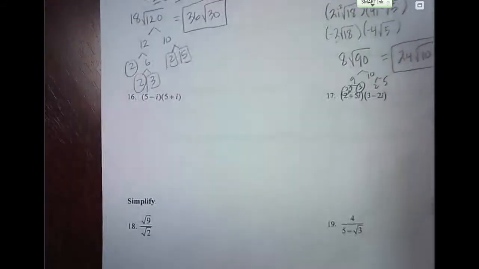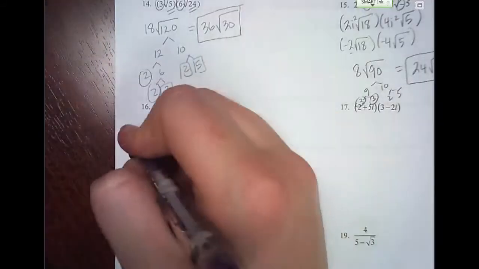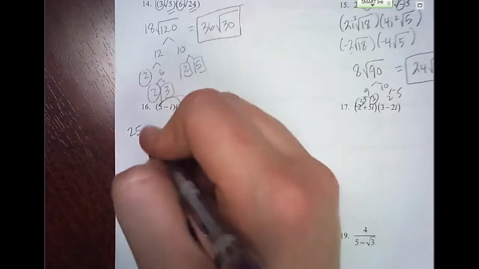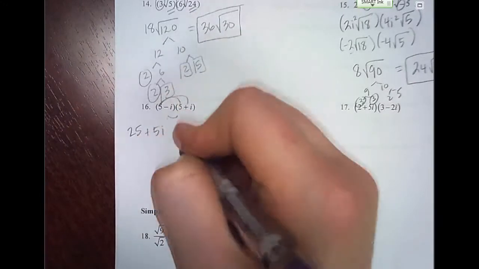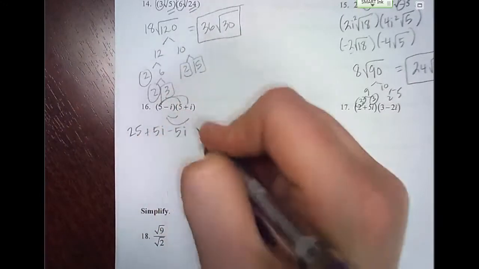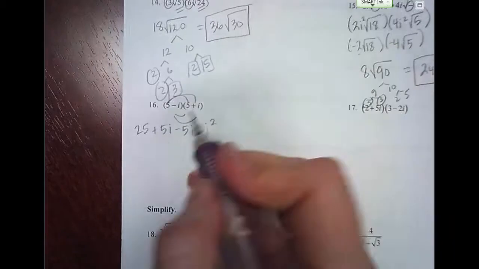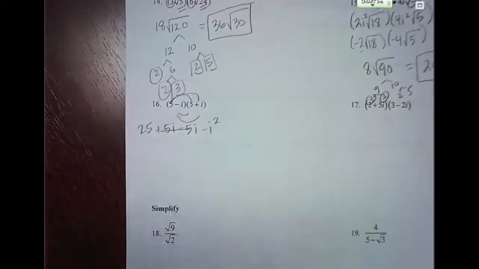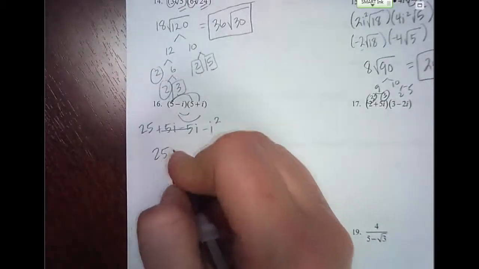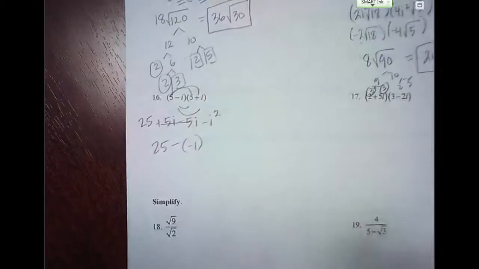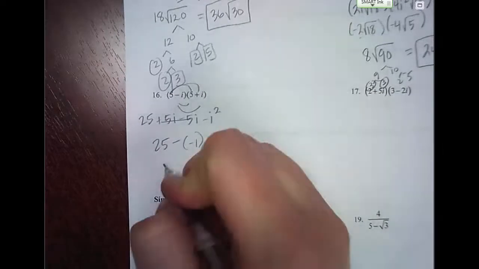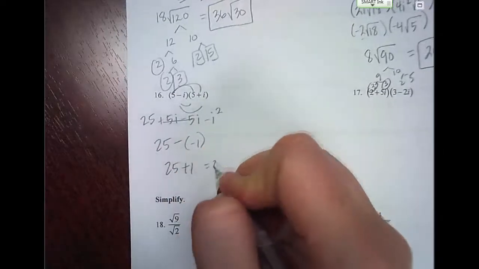Number 16, 5 times 5 is 25, plus 5i, minus 5i, minus i squared. These middle ones cancel. Then I get 25 minus i squared, and i squared is negative 1. So that changes to a positive 1, which is 26.